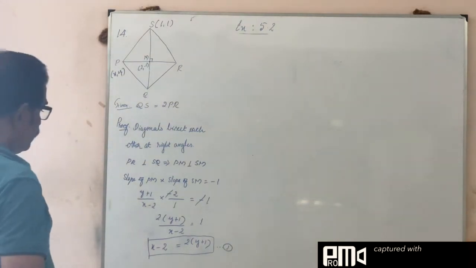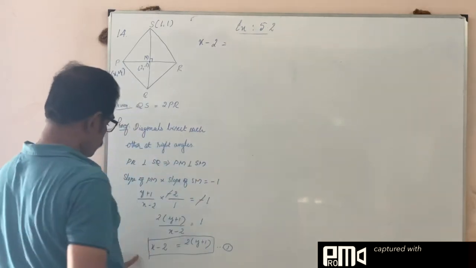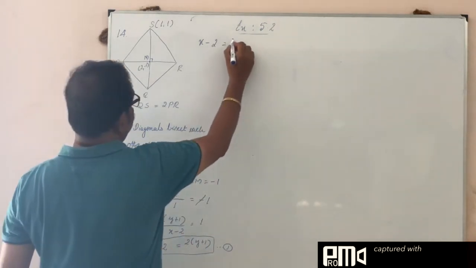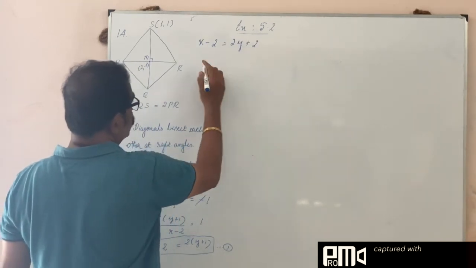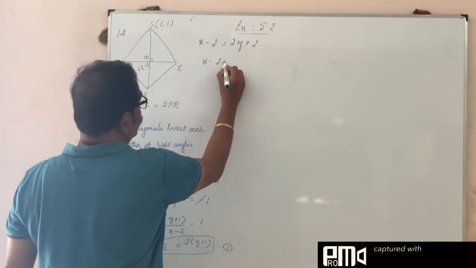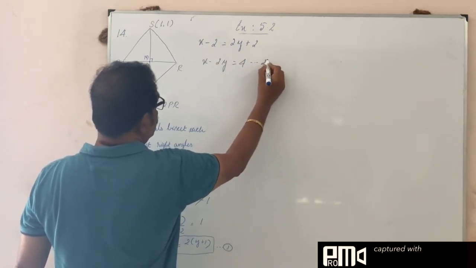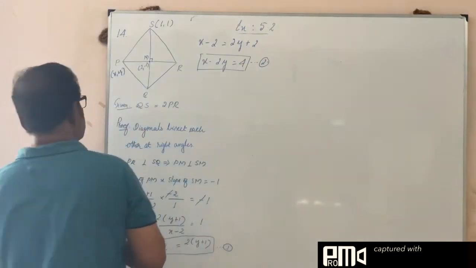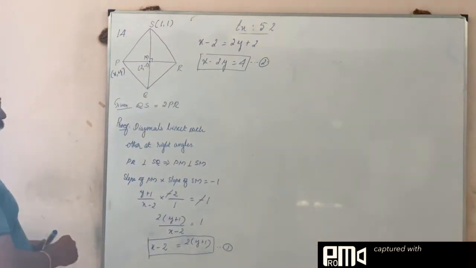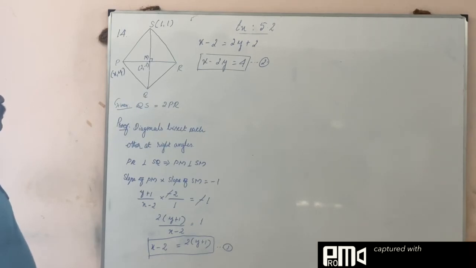Again from here we can take x minus 2 is equal to 2y plus 2. Take this 2y here, this minus 2 there. So x minus 2y is equal to 2 plus 2, 4. This is another important result. Take it as equation 2: x minus 2y is equal to 4. So from the slope concept we got some relationship between x and y: x minus 2y is equal to 4.